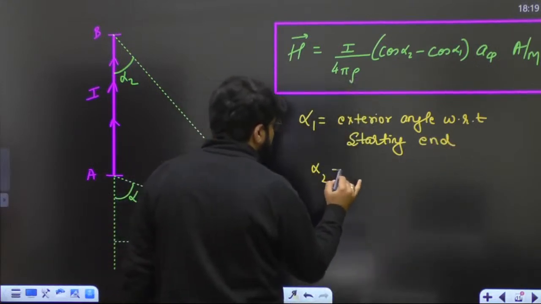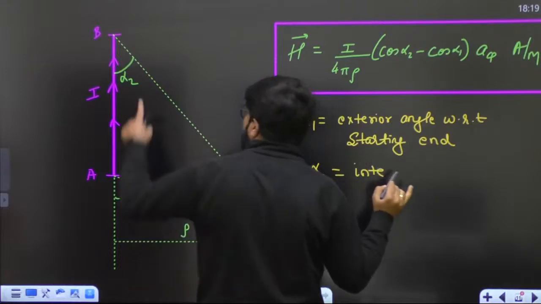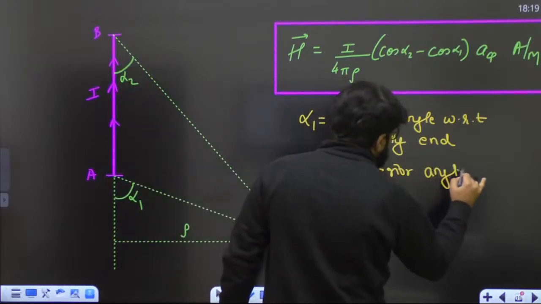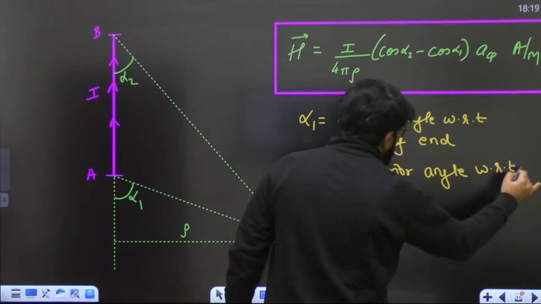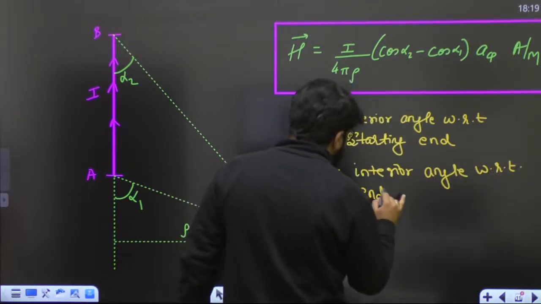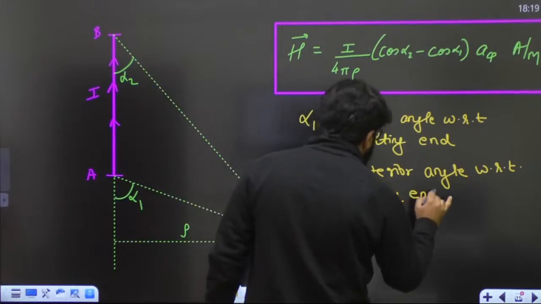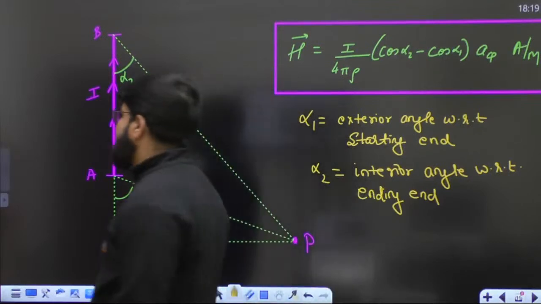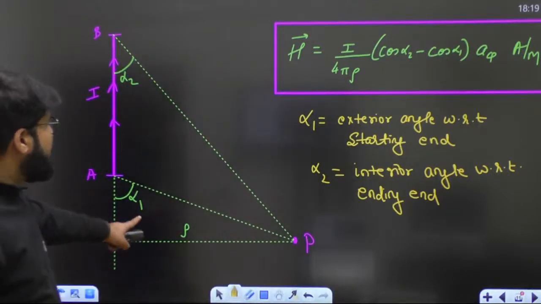What is the alpha 2? Alpha 2 is the interior angle. It is known as the interior angle with respect to what? With respect to the terminating end, the ending end. Where the current ends, with respect to that point, the interior angle is known as the alpha 2. This is what alpha 1 and alpha 2 are. Rho I also explained to you.